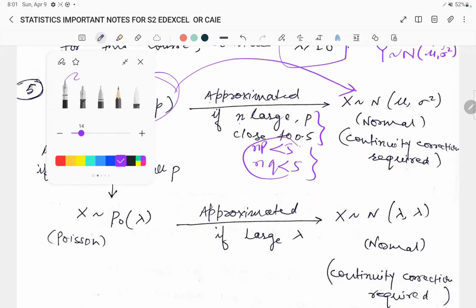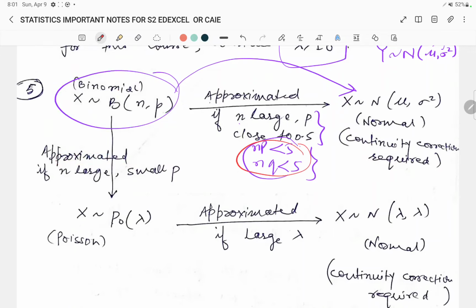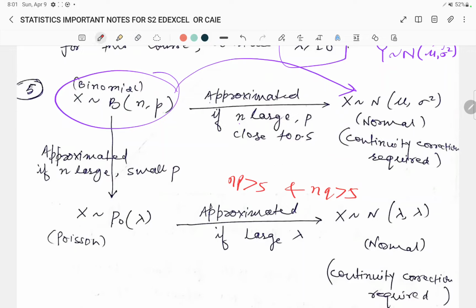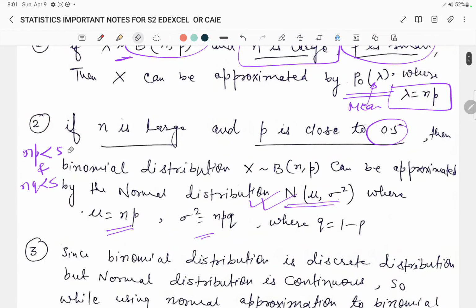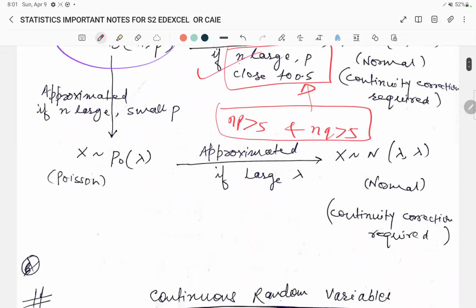Hello guys, we need to do some correction over here. The condition I told, np less than 5 and nq less than 5, is actually np greater than 5 and nq greater than 5. So we have to erase this. So now either n is large and p is 0.5, then you can approximate this binomial to normal, or np is greater than 5 and nq is greater than 5. Similarly we have to do the correction over here as well. np should be greater than 5 and nq should be greater than 5. Then we can convert binomial to normal.